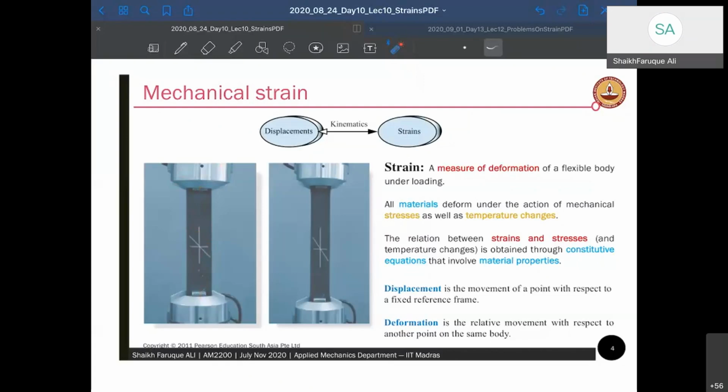So if you pull, what is going to happen? If you have marked these lines, you see that those lines will elongate, right? This line has elongated, this line has rotated a little bit, sorry, and this line has squeezed. So when you give a pull on the material body, the body's geometry has changed. It has extended in length, it has squeezed on this side, and this line is rotated a little bit. This is its deformation. Now, this measure of deformation of a flexible body under loading is called strain.